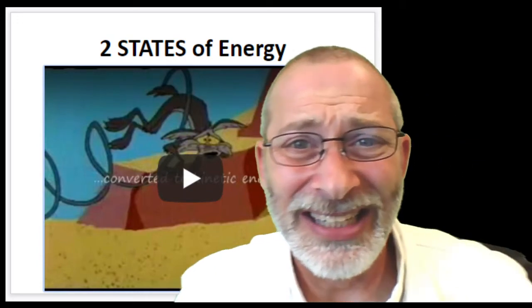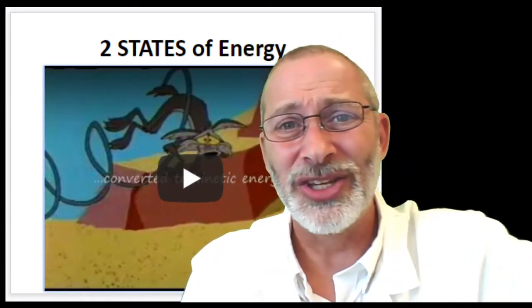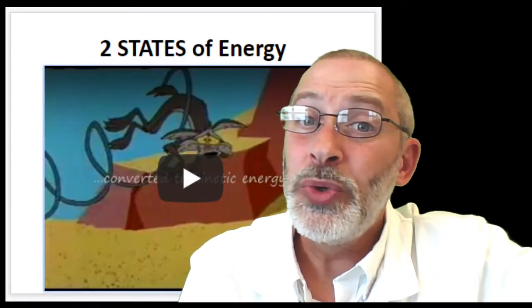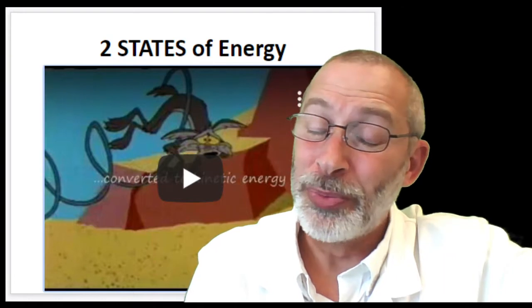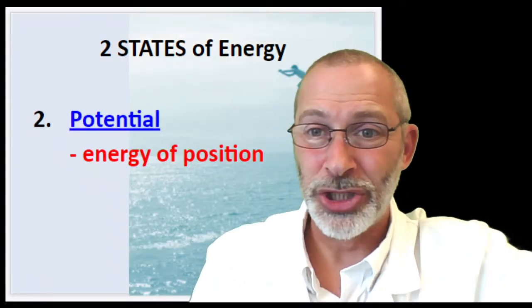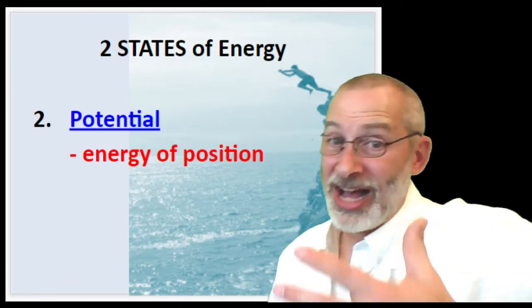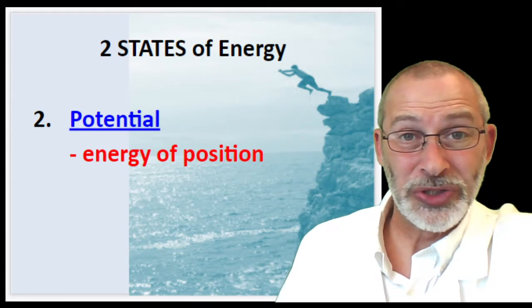I think you get the idea. Poor Coyote and Roadrunner, they're constantly experiencing two states of energy: kinetic energy, and you probably guessed the other one by now, potential energy. And there are different kinds of potential energy, as you saw in that little cartoon clip.